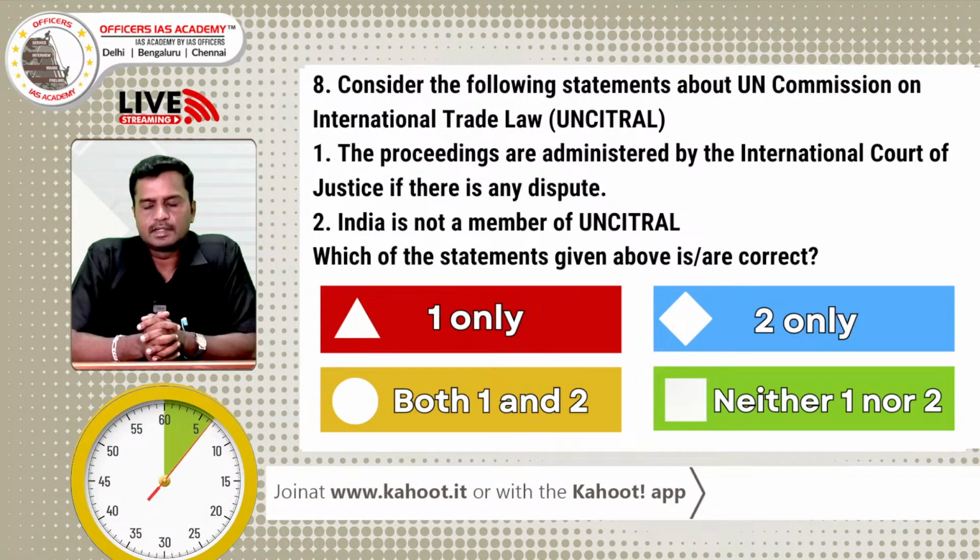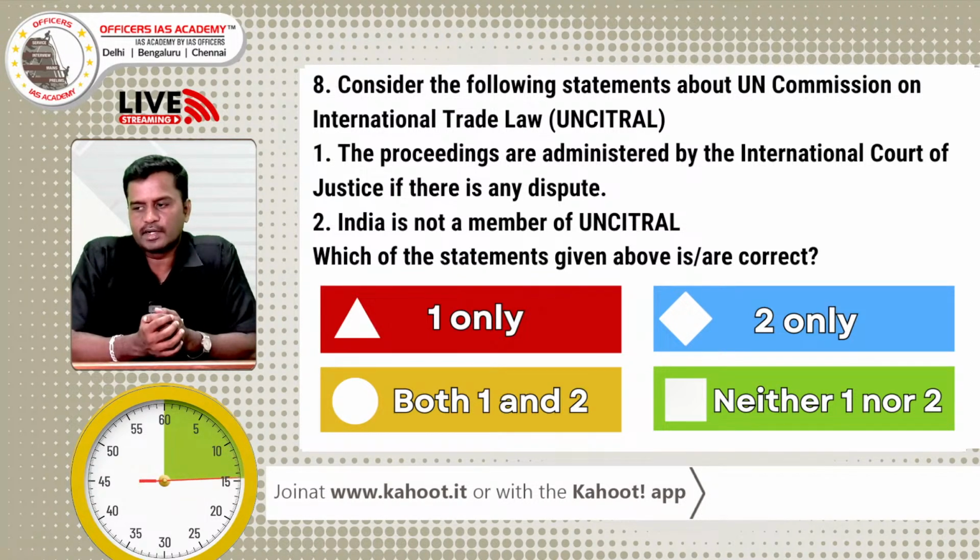Question number 8. One more question from international organizations. Consider the following statements about UN Commission on International Trade Law, UNCITRAL. Statement 1. The proceedings are administered by the International Court of Justice if there is any dispute. Statement 2. India is not a member of UNCITRAL. Which of the following statements given above are correct?